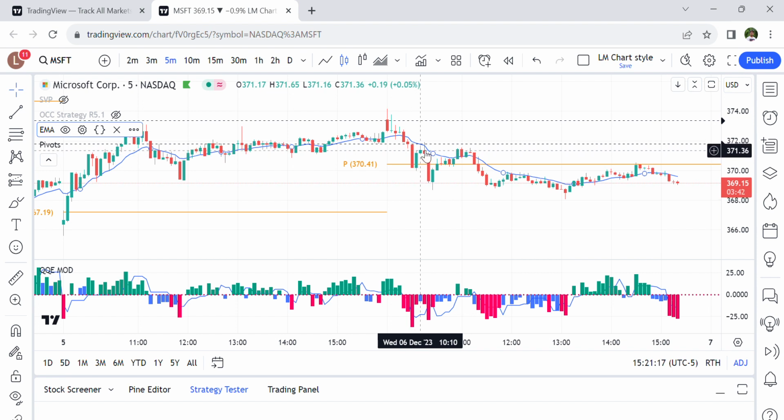And if you see, if you enter the put trade here, you get quite a good amount of profit, from 371.5 till 369 on Microsoft.